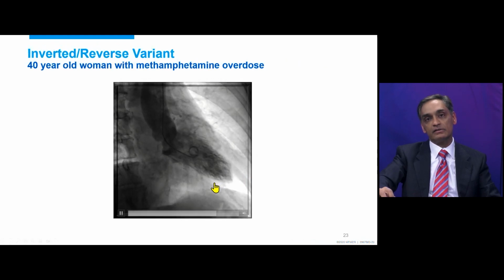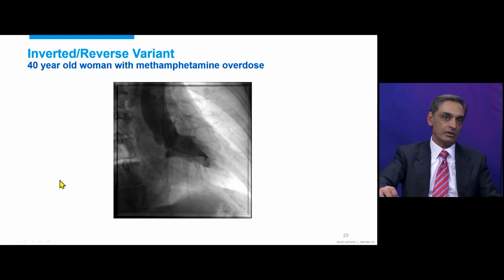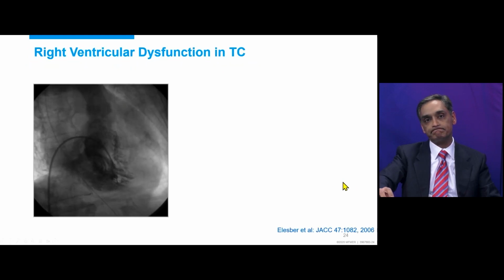Here's another variant. This is the so-called inverted Takotsubo, where the apex is preserved but the base is akinetic. We think that this variant occurs more often in younger patients or in men. This is a 40-year-old woman who came in with a methamphetamine overdose.